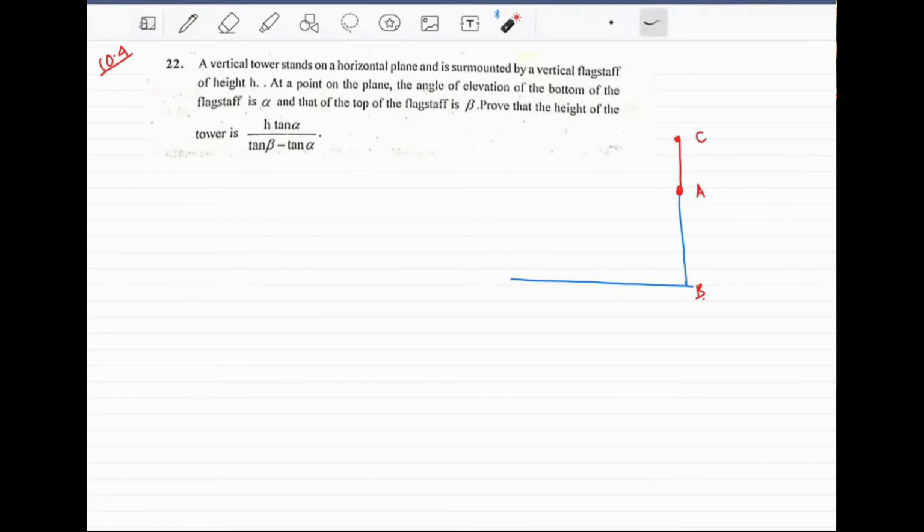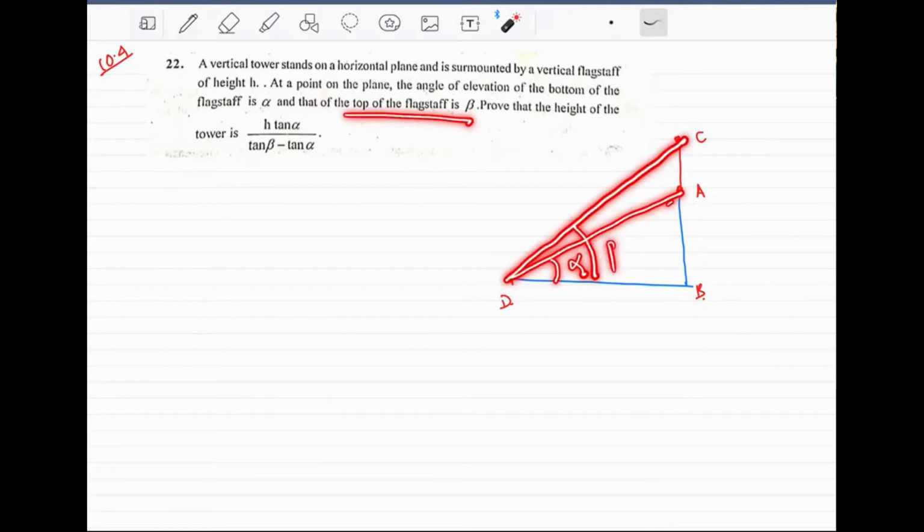Then read the question further. At a point on the plane. So here is the plane right here. You take a point on the plane. Let's name it as D. At a point on the plane, the angle of elevation of the bottom of the flagstaff is alpha. If we look up at the bottom of the flagstaff, the angle of elevation is alpha. And the top of the flagstaff is beta. If you look up at the top of the flagstaff, the angle of elevation is beta.